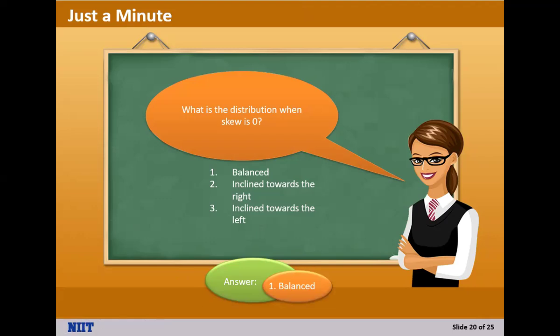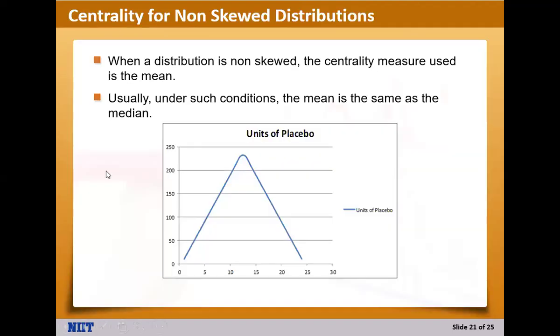So the next one says that when the distribution is non-skewed, the central measure used is the mean. So this is the condition: which measure to use when you do have skewness? Now, when the distribution is non-skewed, the centrality measure used is the mean. Which means if it has no skewness, the skewness is 0, you use the mean as the centrality measure.